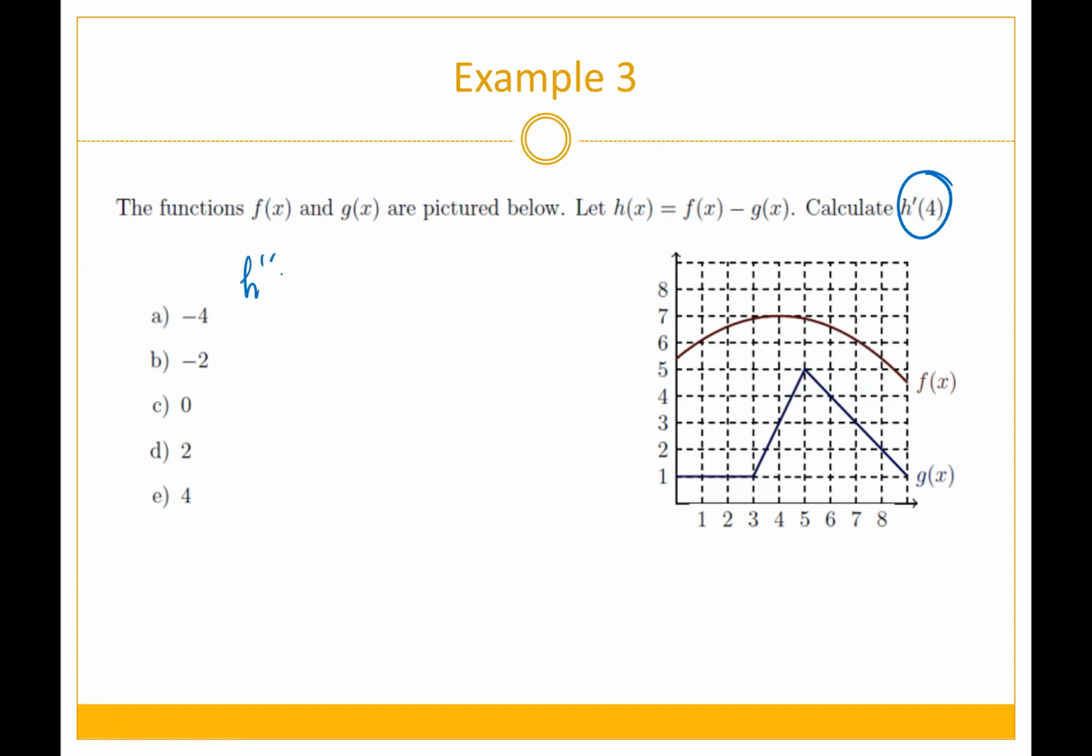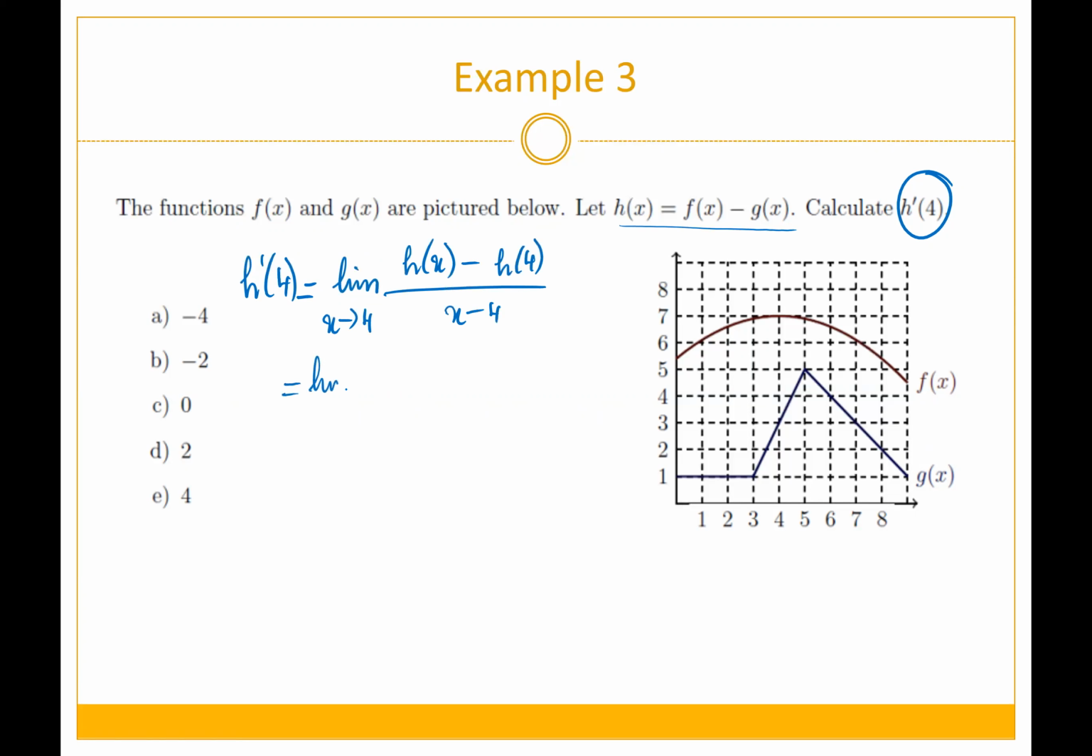So we have h prime of 4 is equal. Now if we use a limit, and we need to use h of x, so what I'm doing is the limit as x approaches 4 of h(x) minus h(4) divided by x minus 4. Now they give us h(x) is f(x) minus g(x).